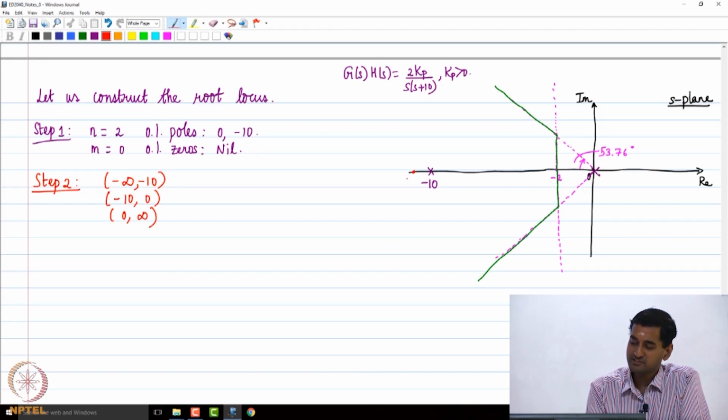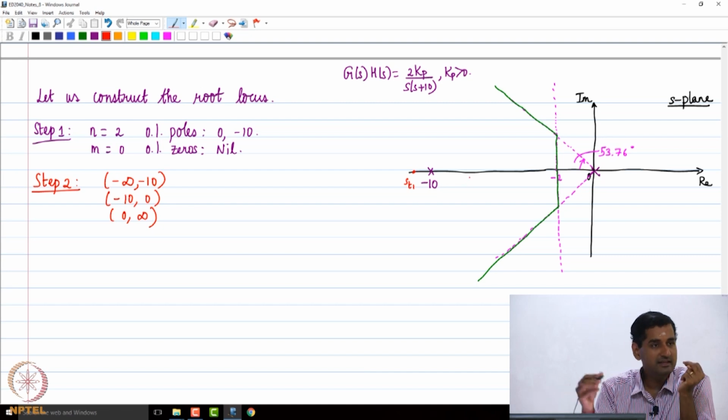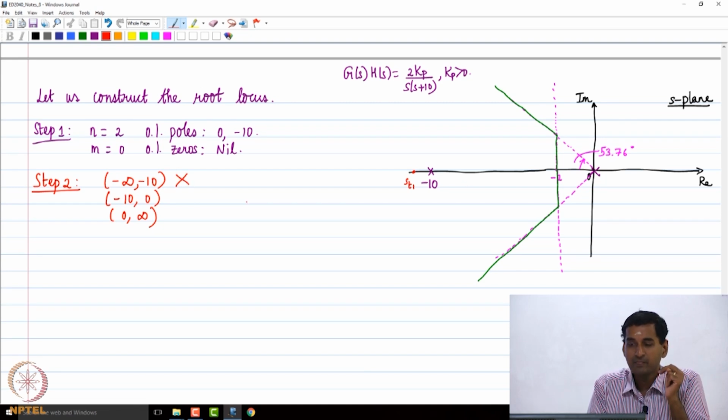Let us say you take a test point here, let us say we call it ST1, and you look to the right. How many real open loop poles and open loop zeros do we have? We have 2, right, that is an even number. So, this region does not lie on the root locus.